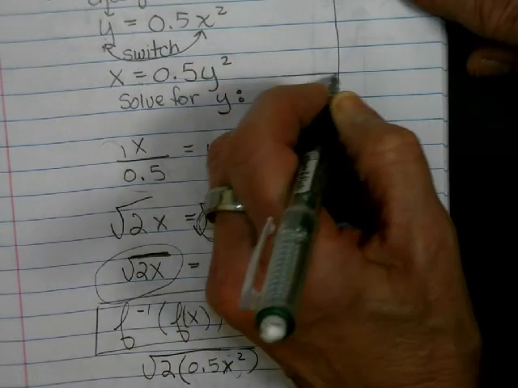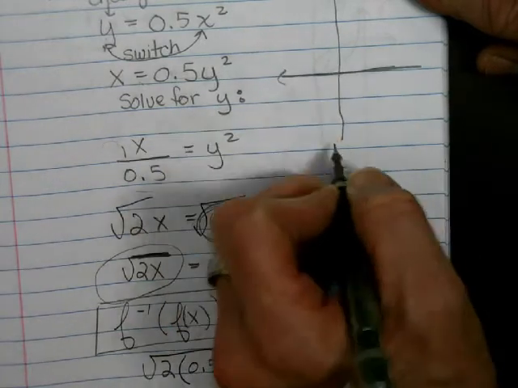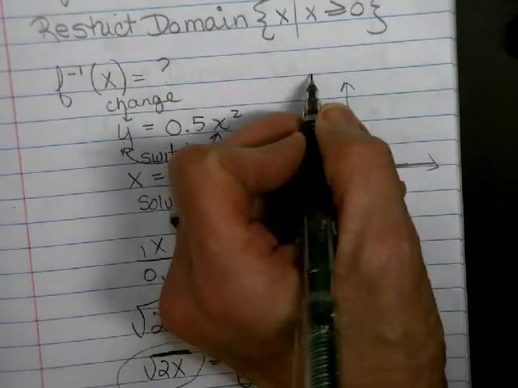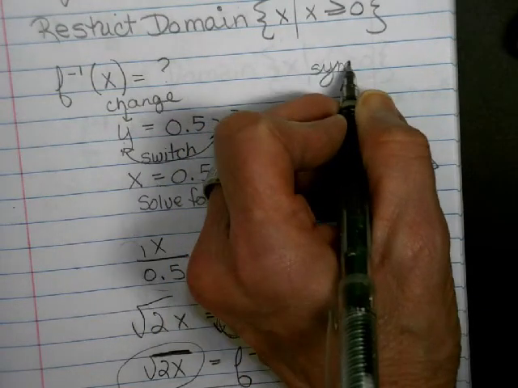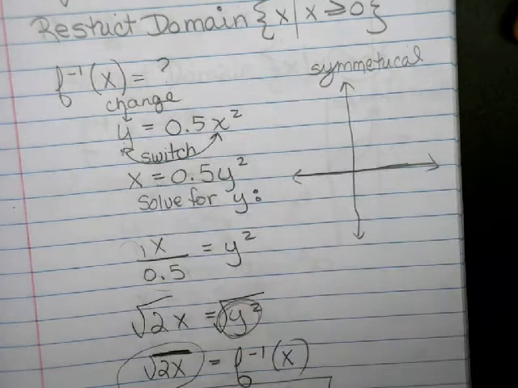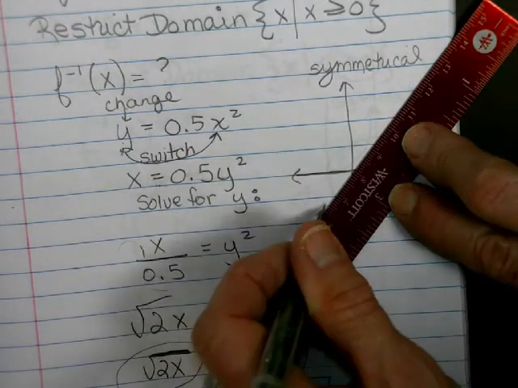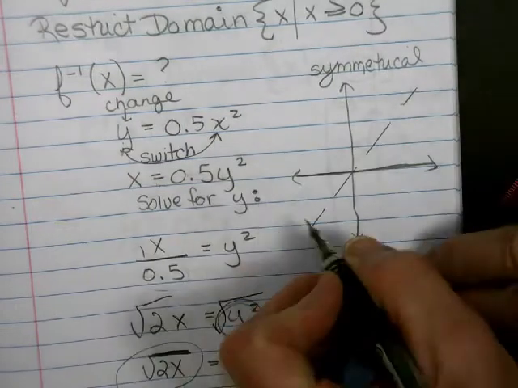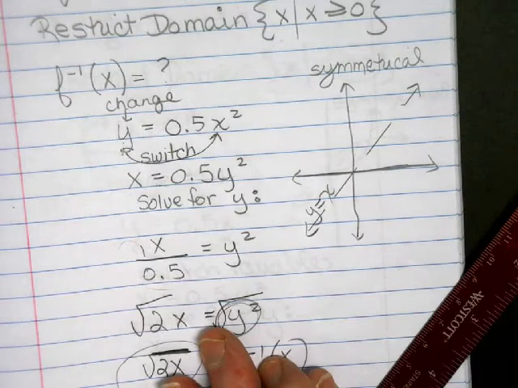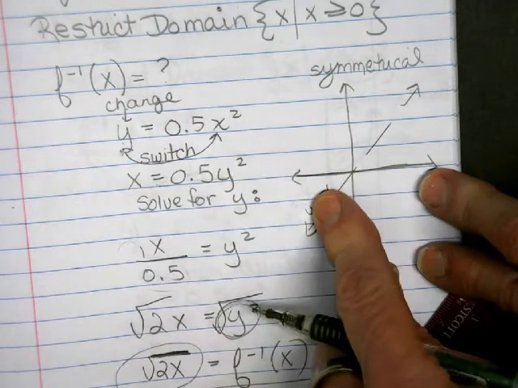And the cool thing about the graph is it's symmetrical. So you'll be able to tell easily from your choices which one is the right graph, because they'll only offer you one symmetrical graph. And that symmetry goes across the diagonal line, y equals x, because in an original function and its inverse, you switch those two.